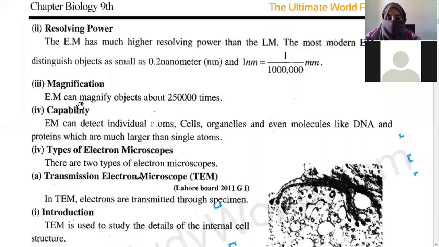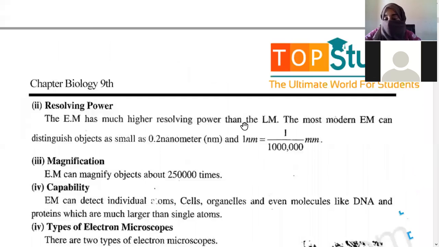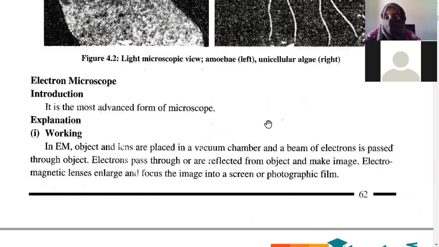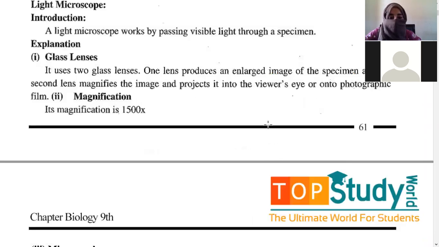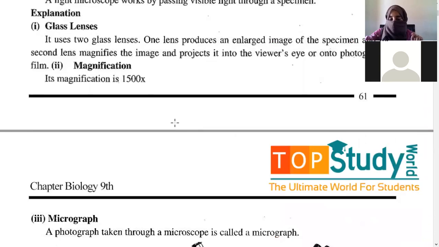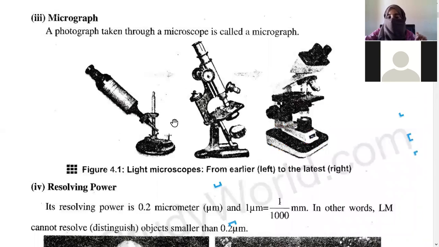And then magnification power. The EM can magnify an object about 2,50,000 times, meaning the image can be magnified more than 2,50,000 times, and the light microscope magnifies only 1500x. So this is the second difference. Third difference. The first difference was about structure and working, the second of resolution, and the third is magnification power.